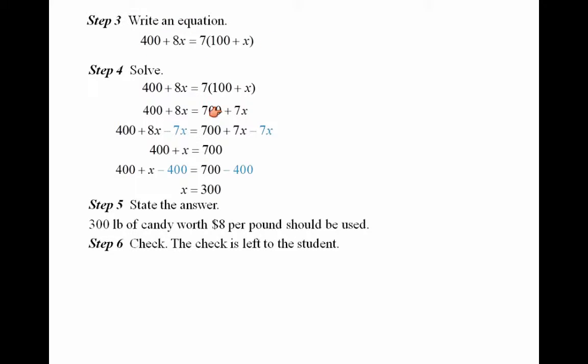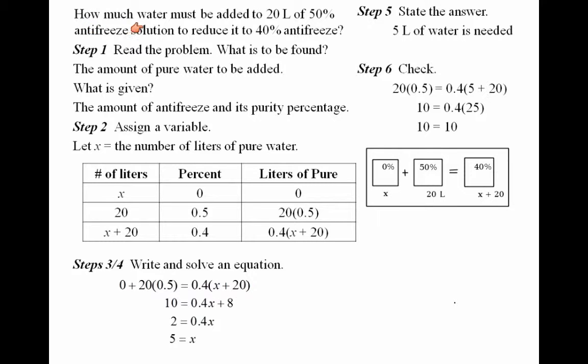To solve this for X, distribute the 7 and isolate X. X is equal to 300. So 300 pounds of candy worth $8 per pound should be used. You can check the answer. Here's a mixture problem.